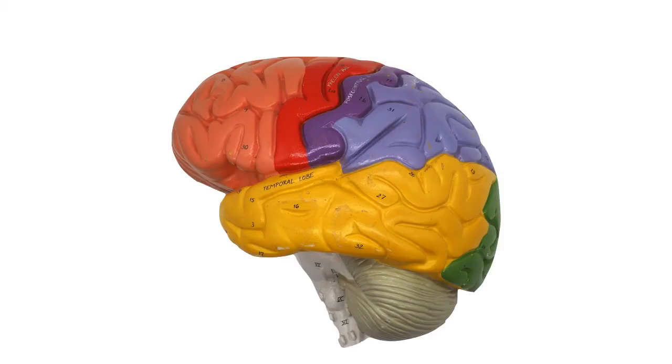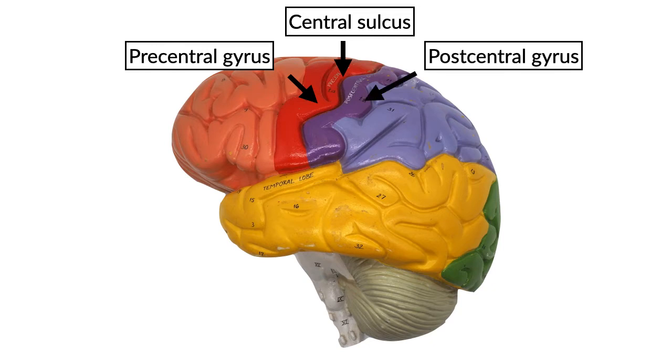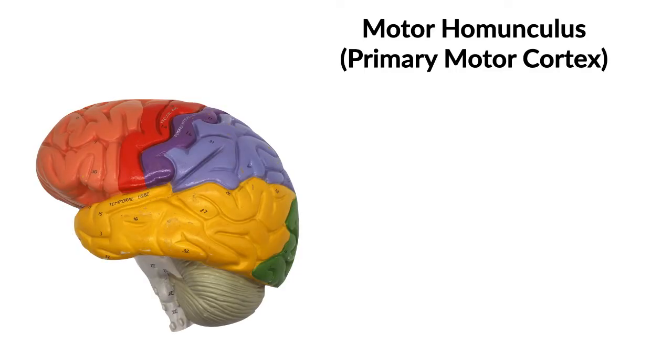And if we look at it on this model, it's quite easy to see. We have the central sulcus in the middle, and we have the pre-central gyrus before or anterior to the central sulcus, and we have the post-central gyrus after or posterior to the central sulcus. Now, the pre-central gyrus is what we're going to focus on for a minute. It's also known as the primary motor cortex. Now, this is what you can see here in the red colour, the primary motor cortex.